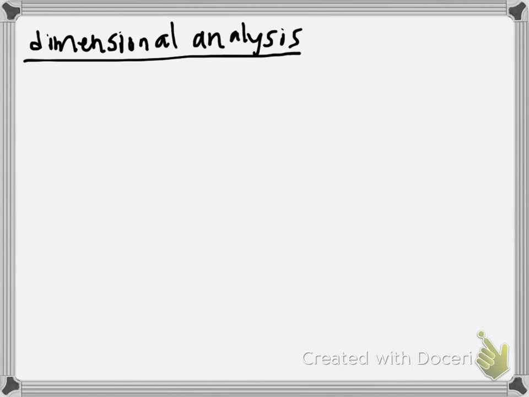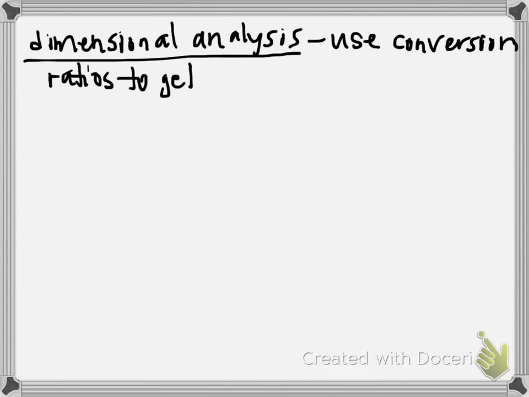And that deals with this concept of dimensional analysis. Dimensional analysis is where you use conversion ratios to get dimensions to match. So in other words, you can only multiply like things together.